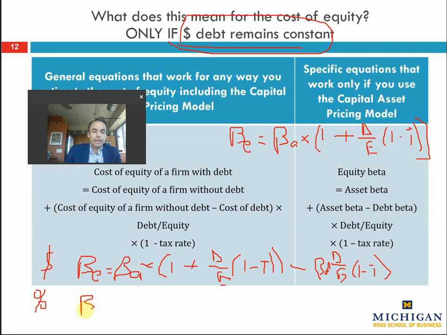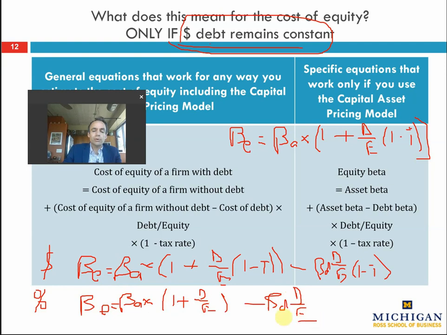It will be equity beta equals asset beta times 1 plus the debt to equity ratio, minus the debt beta times the debt to equity ratio.